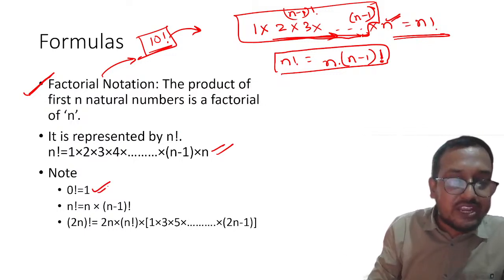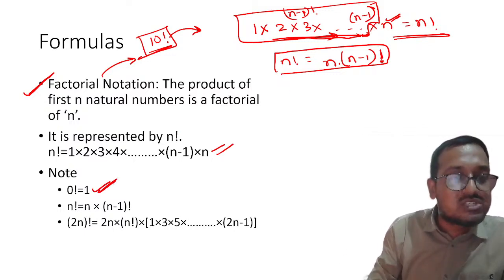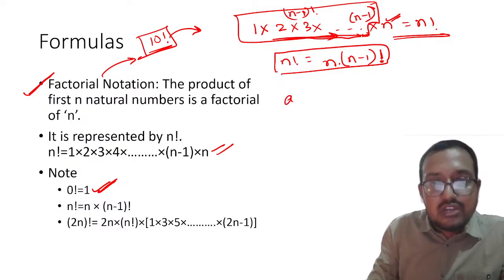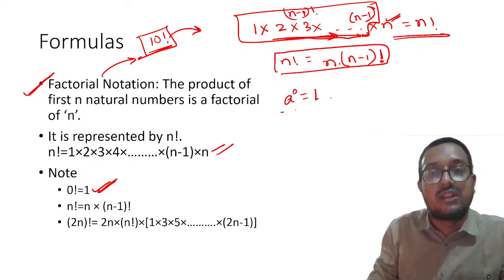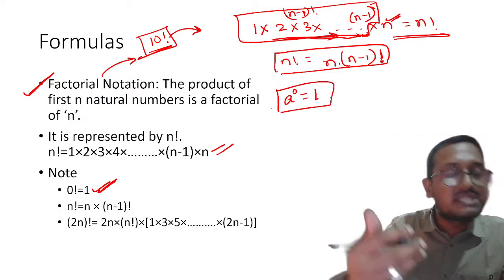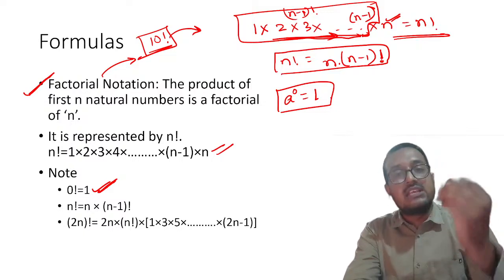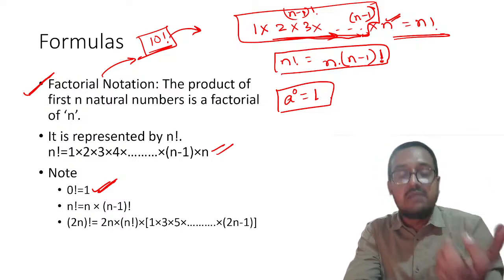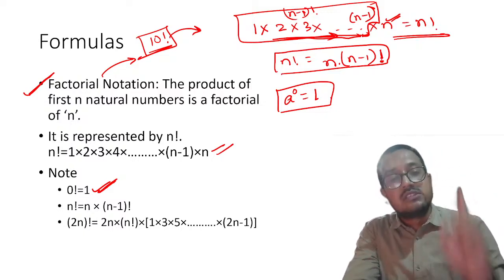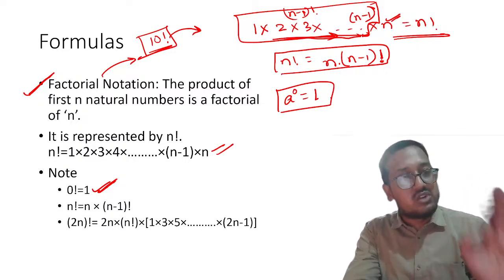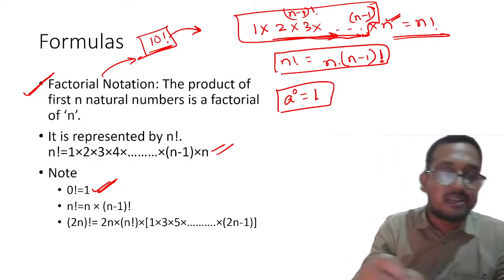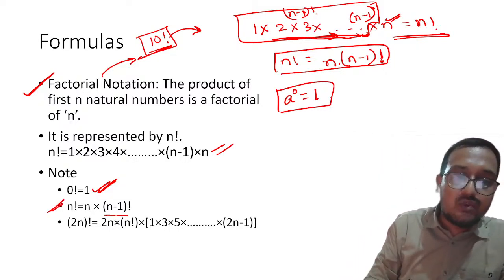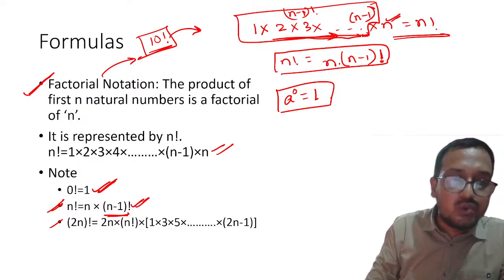Apart from that, 0 factorial is equal to 1. 0 factorial is always equal to 1. It is similar to a raised to power 0 being equal to 1. Just like any number raised to power 0 is 1, in the same way 0 factorial is always equal to 1. It should never be written as 0. Please remember this. n factorial is equal to n into n minus 1 factorial. I have already told you.